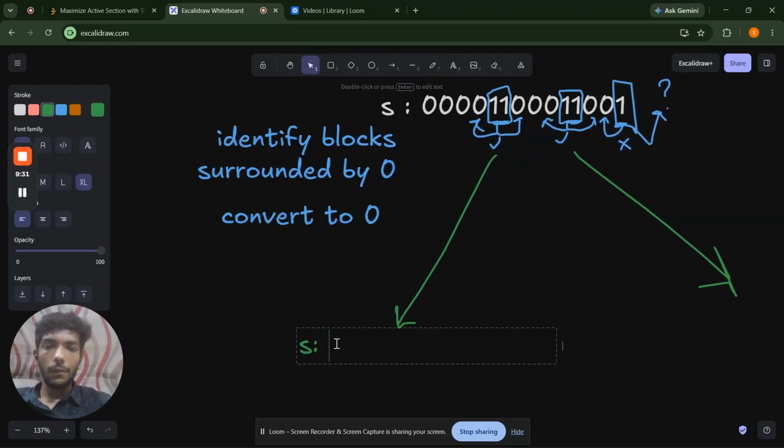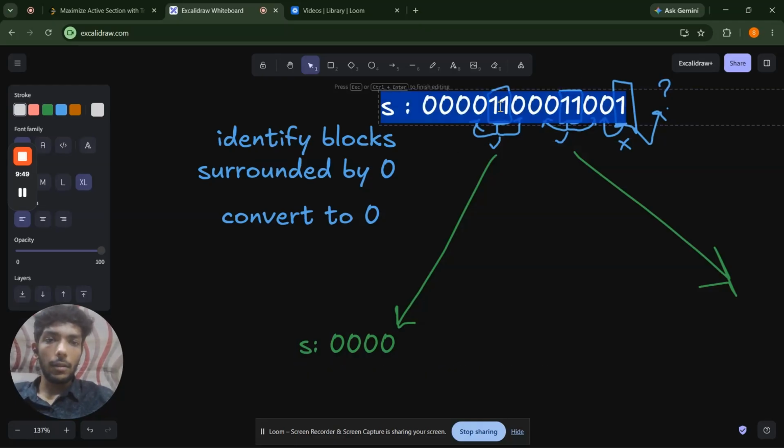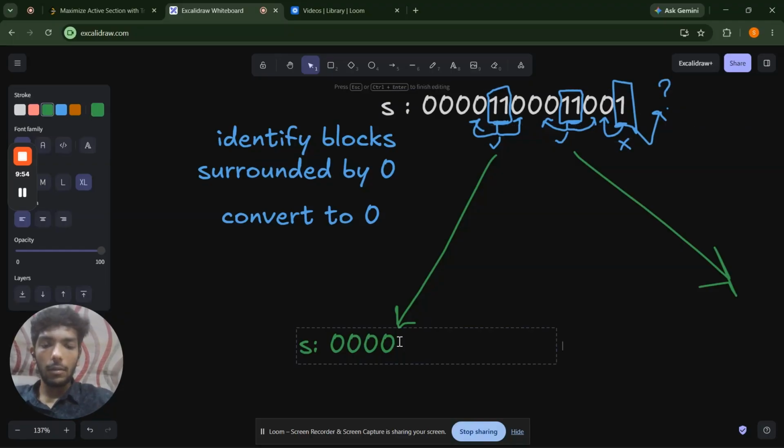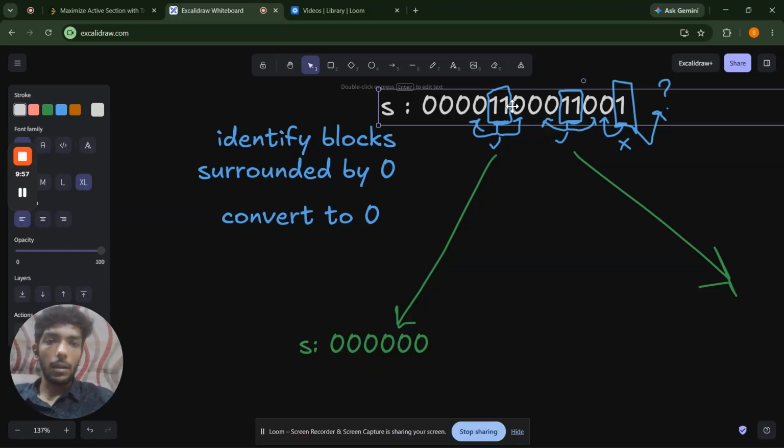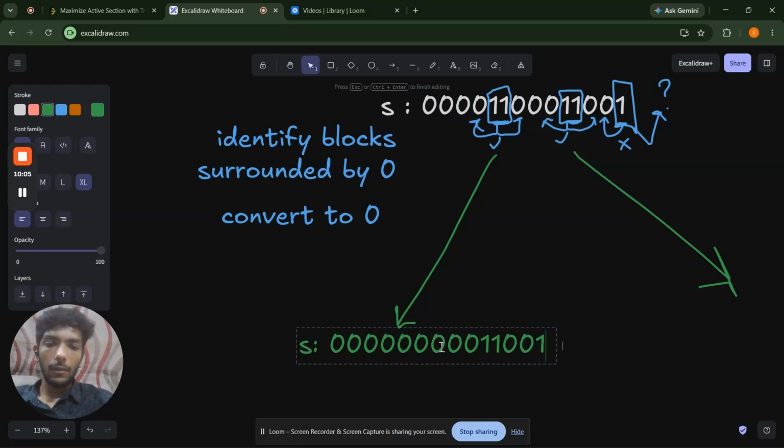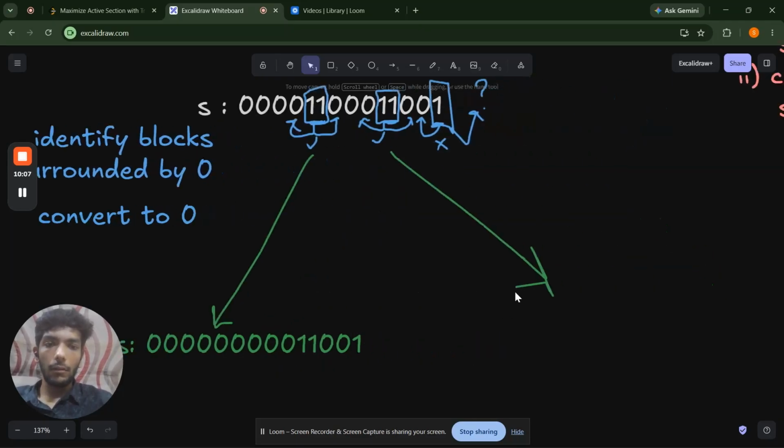So for this block of zeros, what we have to do is convert this block. For this block of ones, we need to convert that block of ones to zeros. Before that, we have four zeros which will remain as it is, and this double ones will become double zeros, and the remaining part, which is this one, will remain as it is. So we have done with this part as of now.